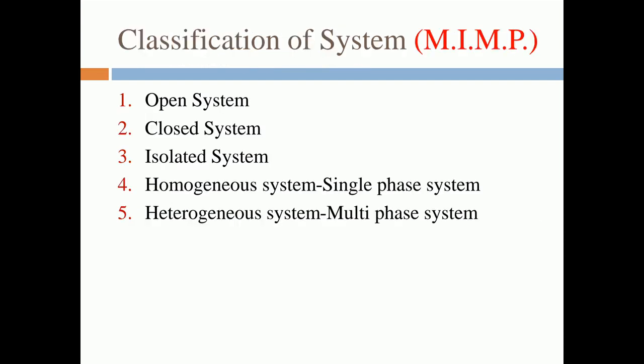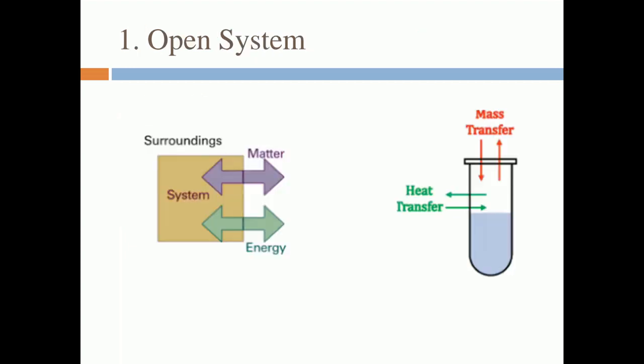Now classification of the system. So there are the 5 classification of the system. One is known as the open system, second one is known as a closed system, third one is the isolated system, fourth one is the homogeneous or single phase system, or heterogeneous system, which is also known as a multi-phase system. Now what is open system?